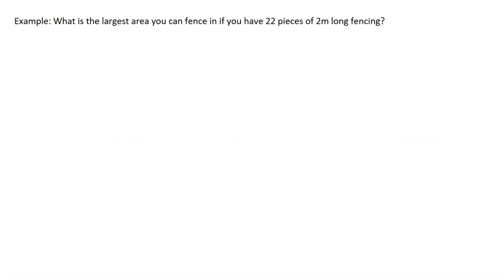So here's a great question to consider. What's the largest area you can fence in if you have 22 pieces of 2-meter long fencing? So some of us are inclined to think, well, that means I have 22 pieces of 2 meters long. I have 44 meters of fencing. And so we know that the largest area that we can make, with a given perimeter, is always going to be a square. So some of us might look at this question and say, well, I have 44 meters of fencing. That means 11 meters on each side.